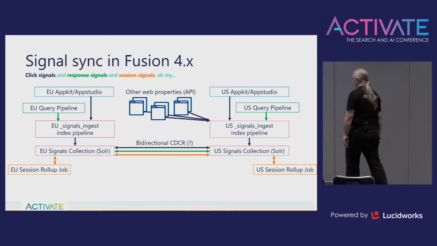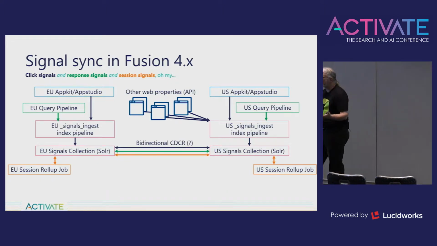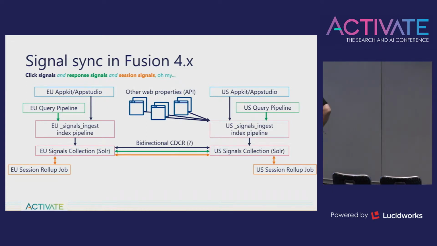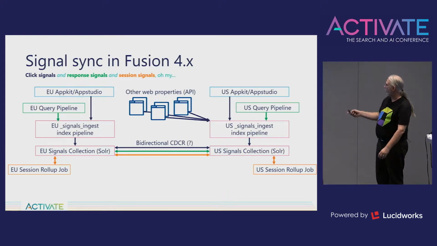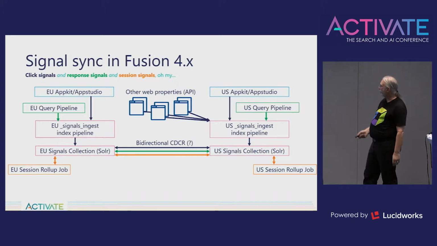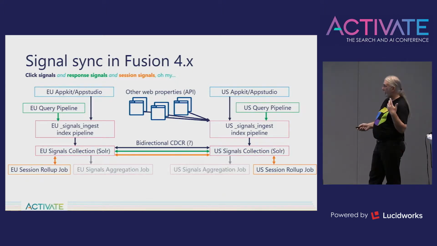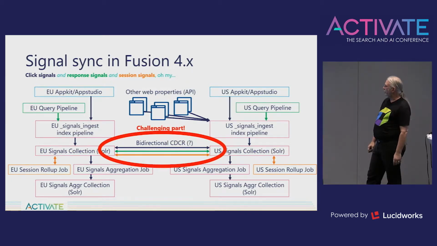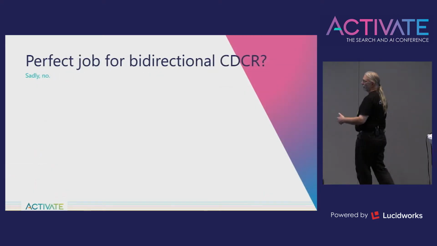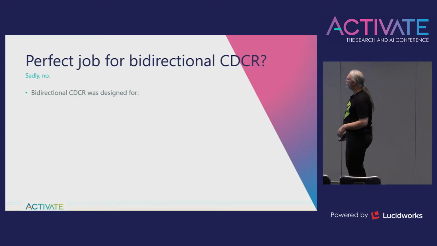So the challenge then, in Fusion, in Solr 7, what is it, 7.5? No, 7.2 and later, you have bidirectional CDCR. The temptation is to use bidirectional CDCR to synchronize all those flavors of signals from that single collection back and forth, and as before, let the signals aggregation jobs run independently, populating the aggregation collection. So the dicey part is that thing right in the middle. And the temptation is, hey, this must be a perfect job for bidirectional CDCR.